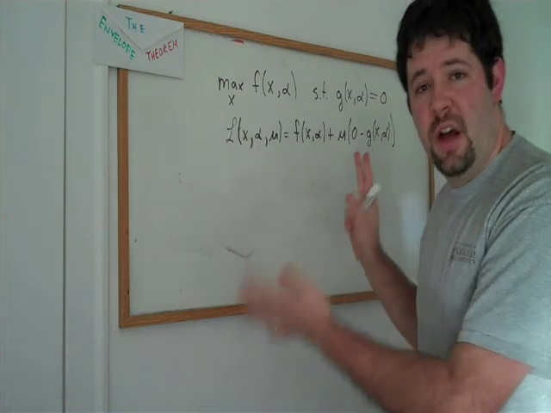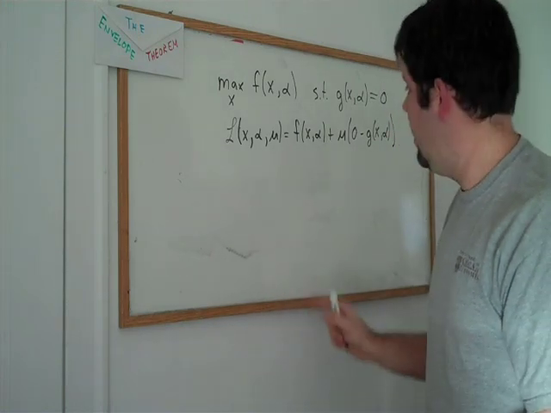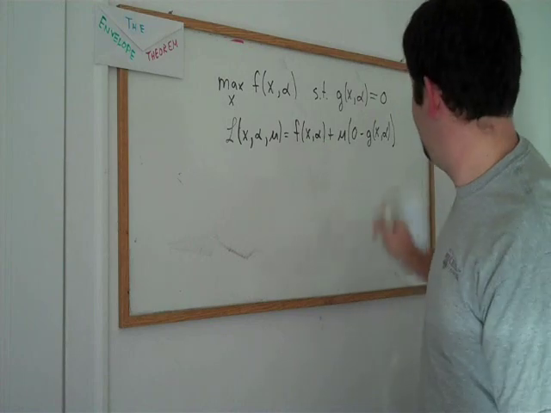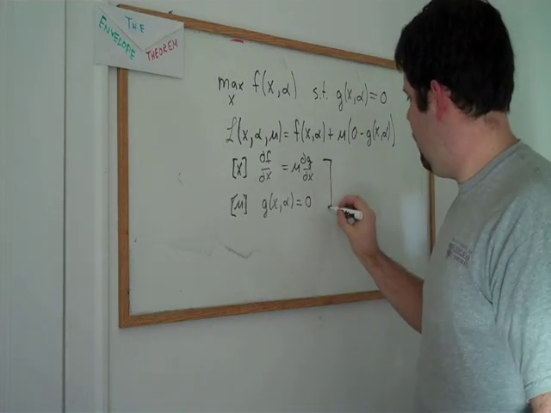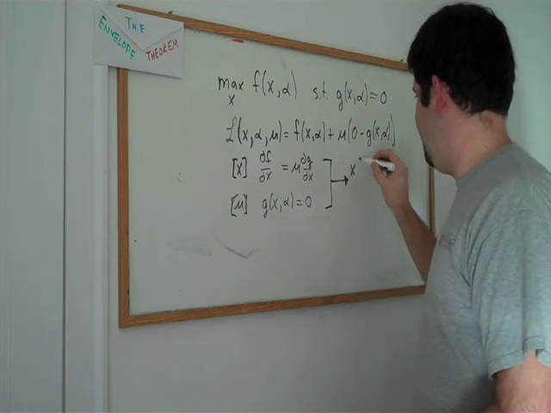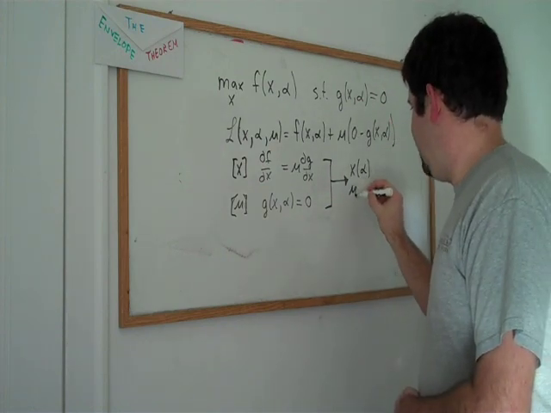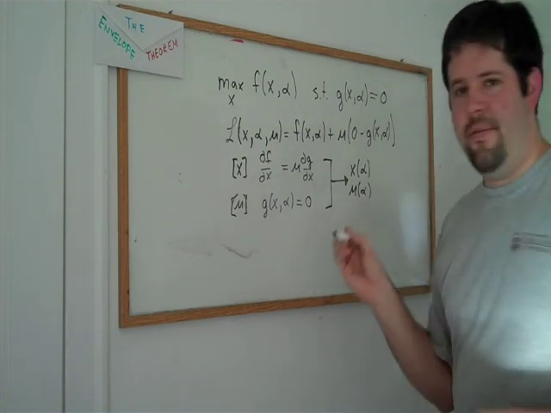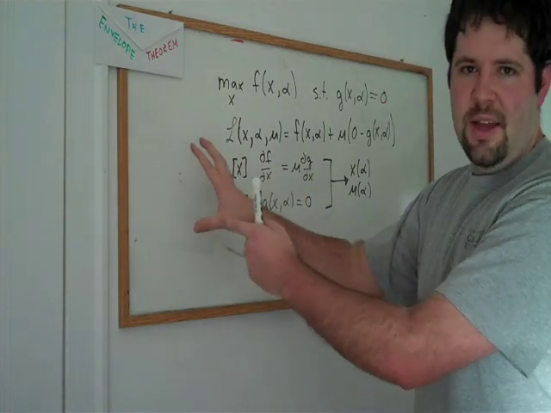And if we wanted to solve this optimization problem, we would take first order conditions with respect to x and with respect to mu. And so these two equations will hold. When these hold, they will give us the optimal x as a function of the parameter and the optimal Lagrange multiplier as a function of the parameter. So these two equations, I'm going to set these aside.